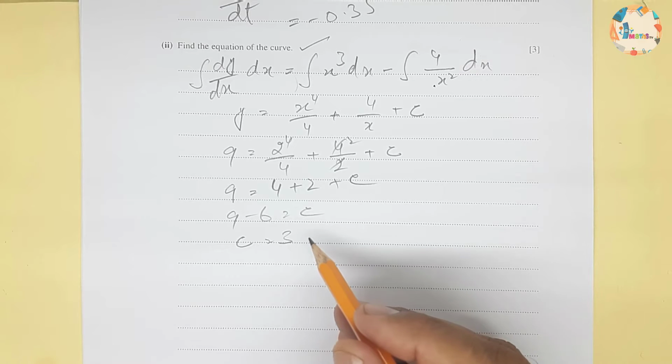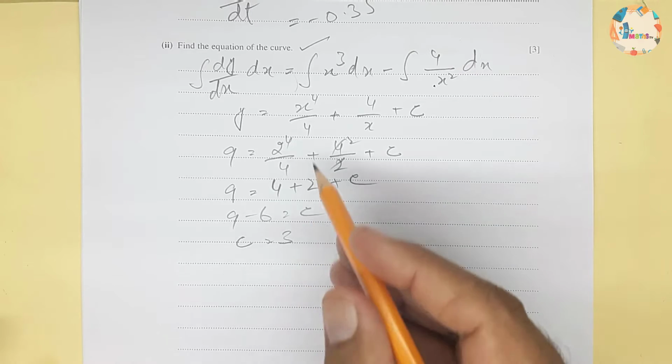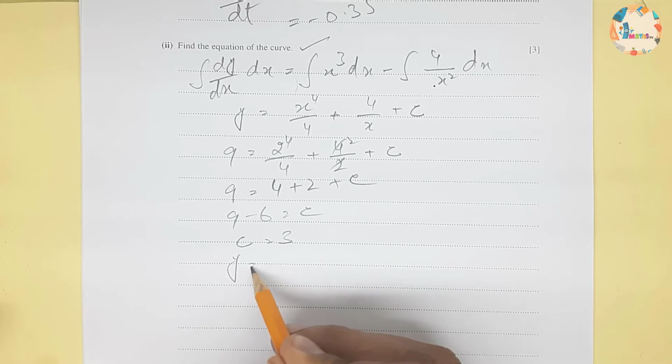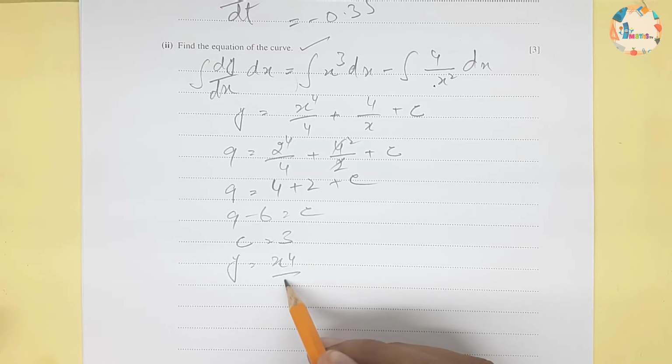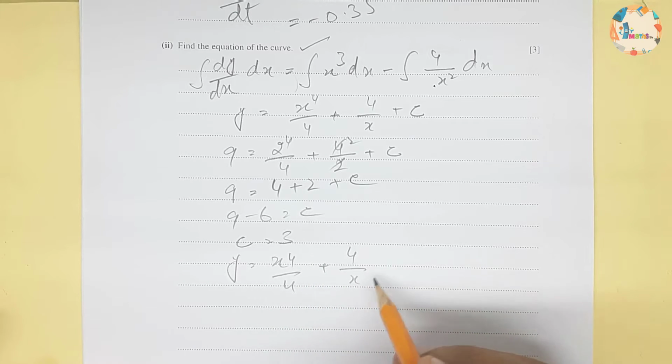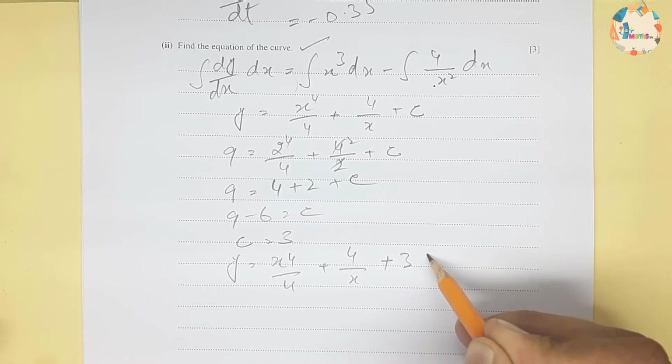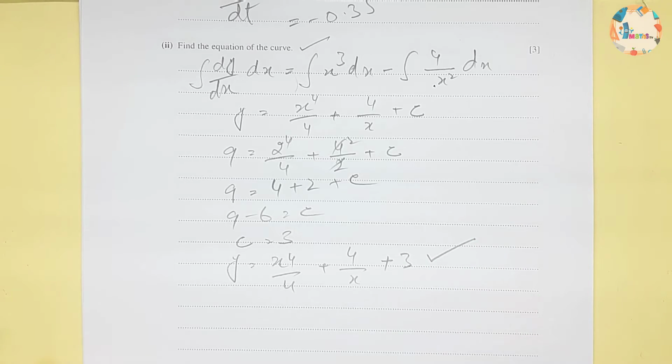This value we will replace, and we will get y is equal to x to the 4 over 4 plus 4 over x plus 3. This will be our answer to this part.